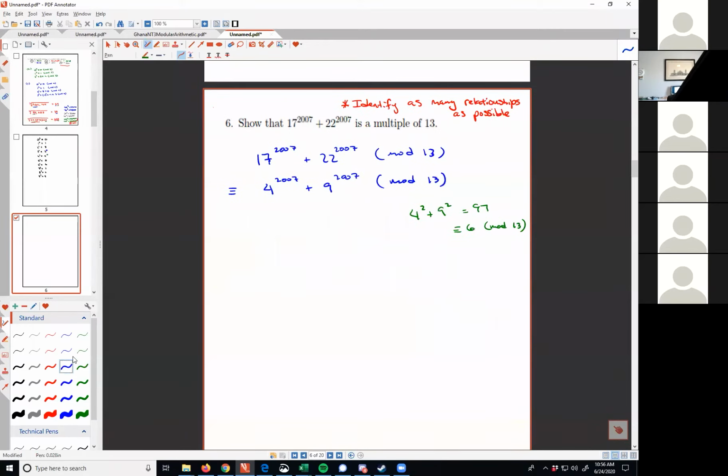So all of this is just congruent to -9 to the 2007th power plus 9 to the 2007th power. And that's congruent to what? Zero to the 2007 power. Right. These are just additive inverses. One is the negative of the other. And thus we have shown this gigantic several thousand digit number that we started with is a multiple of 13.